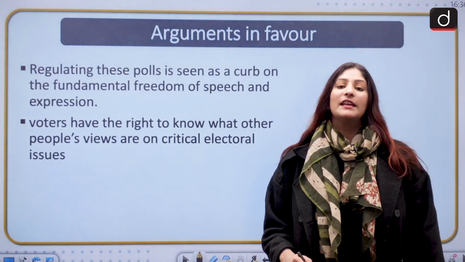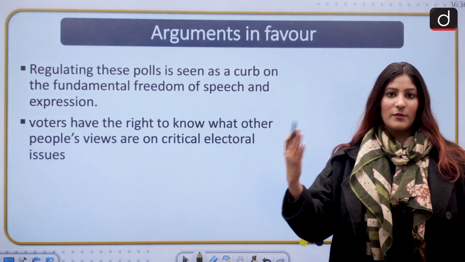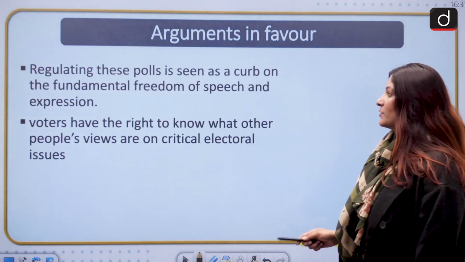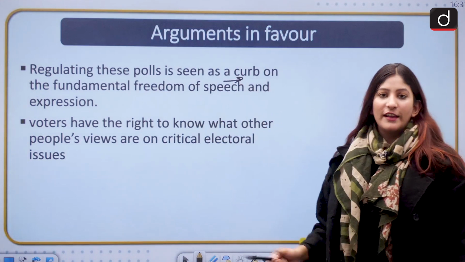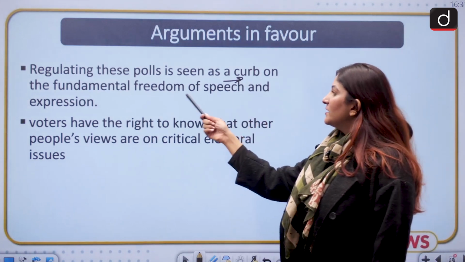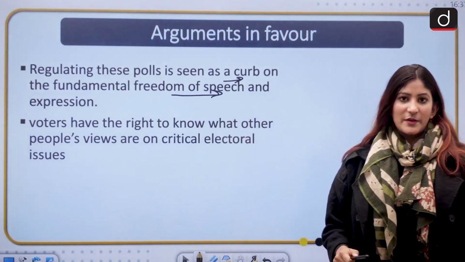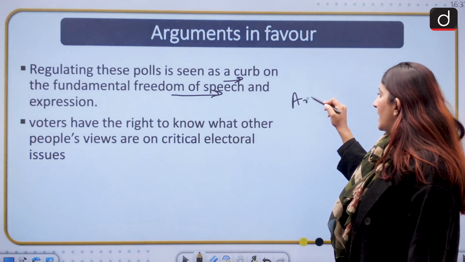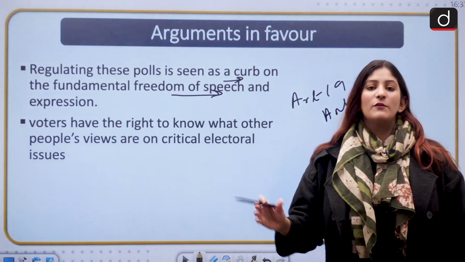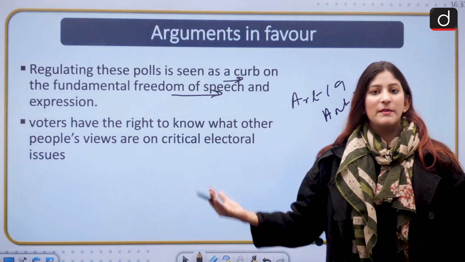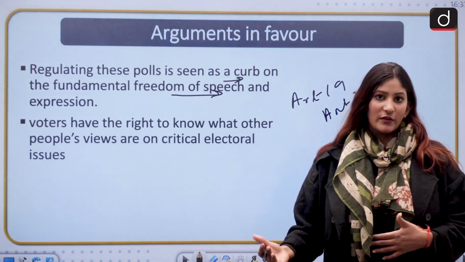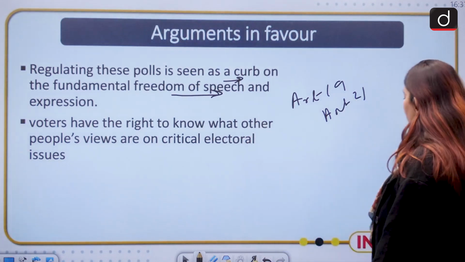Now, what are the arguments in favor of exit polls? There are arguments in favor and against as well. Why is it good, or what are the benefits of conducting exit polls? See, if there is a regulation or a ban on the conduct of exit polls, it could be seen as a curb on the fundamental freedom of speech and expression under Article 19 and hence Article 21 as well. And of course, every voter has the right to know the general sentiment of other people as well, because they might get much more informed about which policies of the government are in favor of the country and which aren't. So this is from both perspectives.